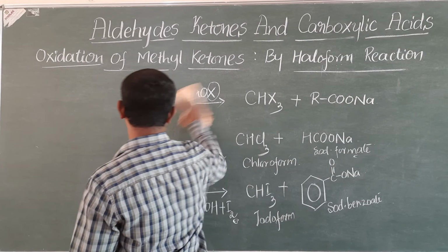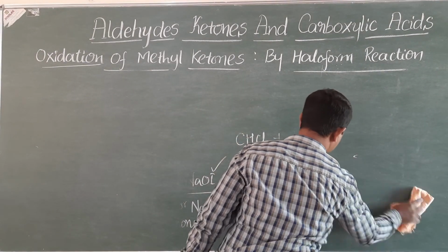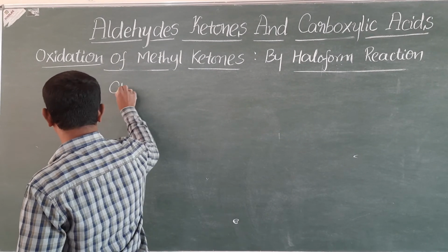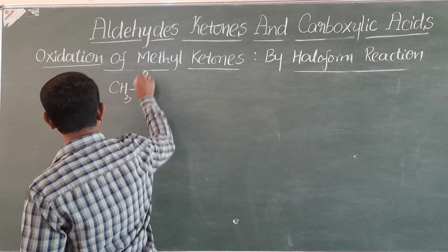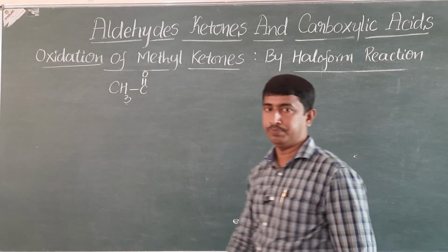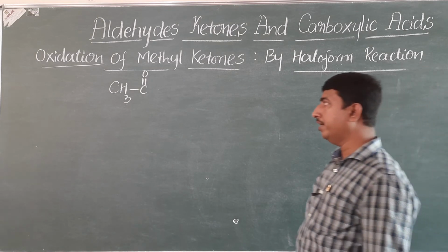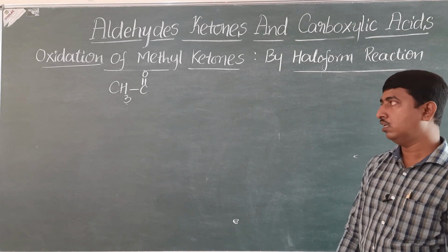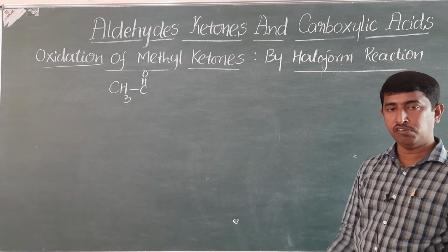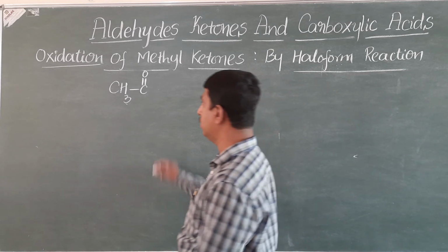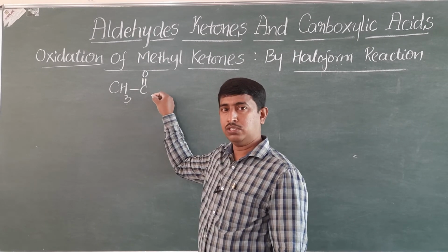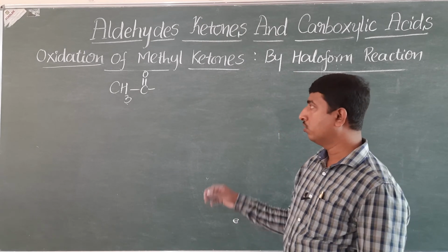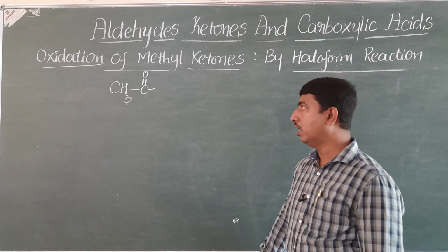What is the use of the haloform test? The iodoform test can be used to detect the presence of CH3 double bond O. By using the iodoform test, we can detect the presence of the CH3CO group. So during the iodoform reaction, if we obtain yellow crystals of iodoform, then this indicates what? The presence of CH3CO. Without possessing the CH3CO group, we can't see yellow crystals of iodoform.